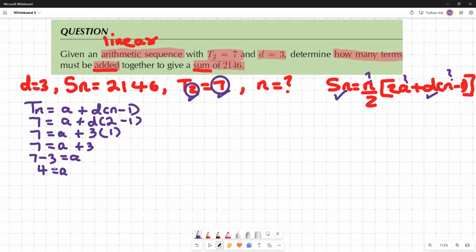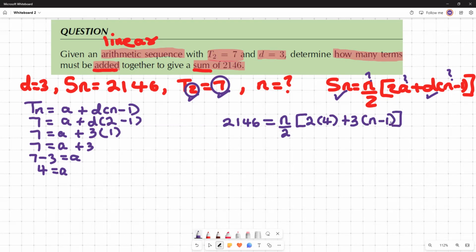Right. Now that I found my value of a, I am getting excited. I'm like, okay, now I can easily get the value of n using this formula. Let's substitute everything that we have there. We have the Sn value as 2146 equals, we have the n value that we're looking for, so I'll just leave it like that, over 2. And then we have 2 in brackets, we found that a is 4, the difference was given as 3, then we have n minus 1.